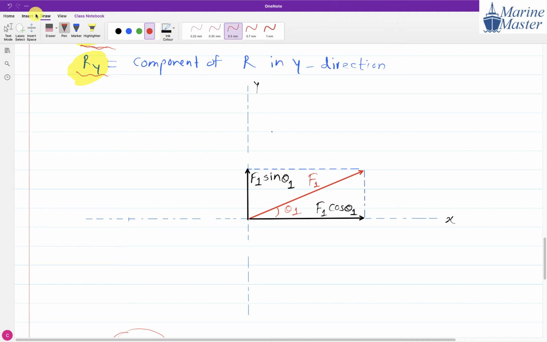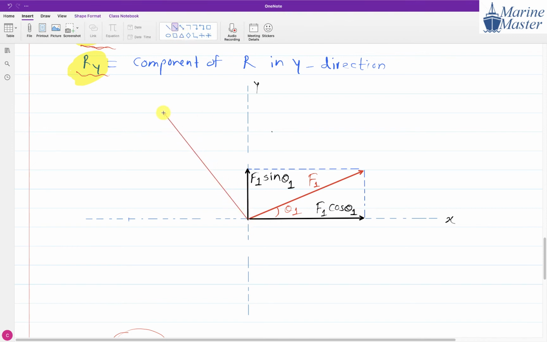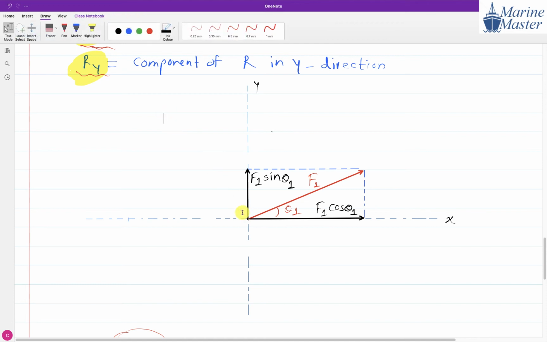Now similarly, what will we get? This is our F2. This F1 cos theta 1 and F1 sin theta 1, we are mentioning that angle, theta 1. With respect to theta 1, the adjacent to that will become cos. That component will become cos.